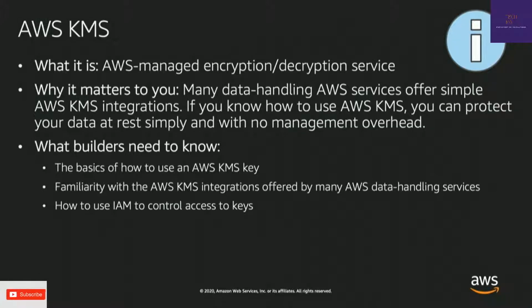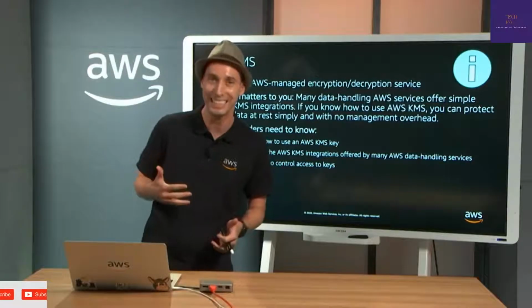And why you should care is that many of the data handling services that AWS has give you really simple KMS integrations to help you keep your data encrypted at rest. And if you know how to use KMS, you can protect your data at rest really easily with no management overhead. So as a builder, what you need to know is the basics of how to use an AWS KMS key. I want to familiarize you with the KMS integrations offered by many AWS data-specific services, and how to use IAM to control access to KMS keys.